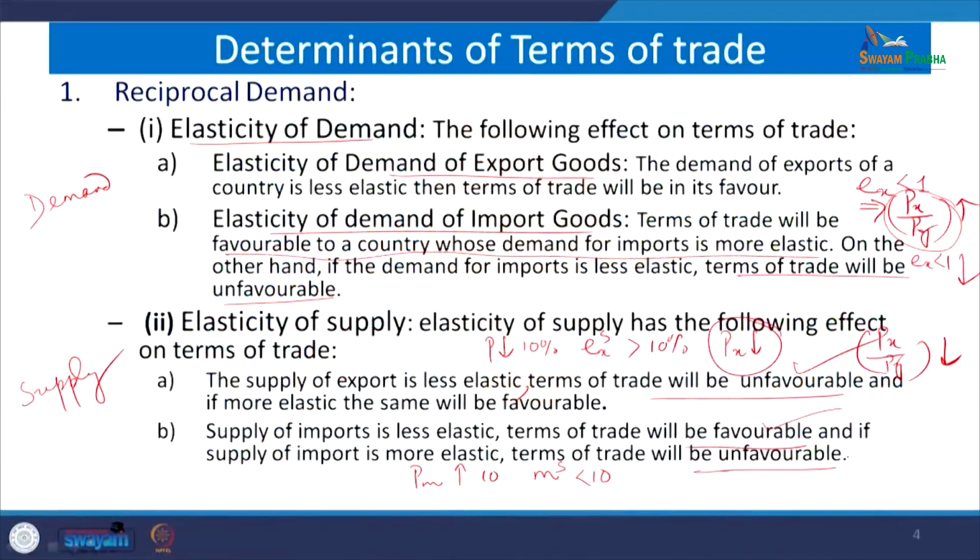If the supply of imports is more elastic, and the price increases but the supply increases by more than that, then the country will take more advantage, so it will be unfavorable. The reverse can also be understood here. This is a very interesting part so far as the determinants of terms of trade are concerned, and it relates to elasticity of supply and elasticity of demand.